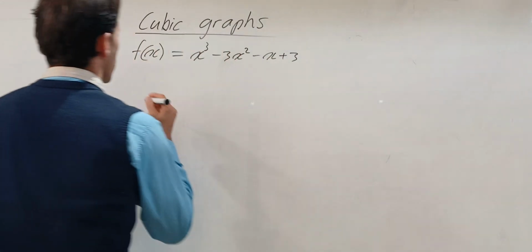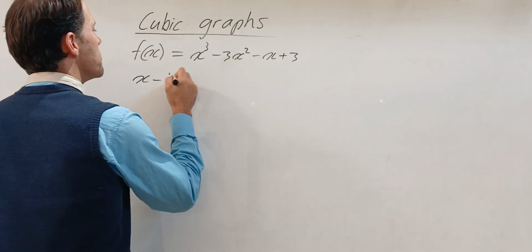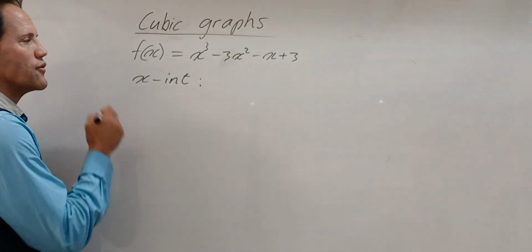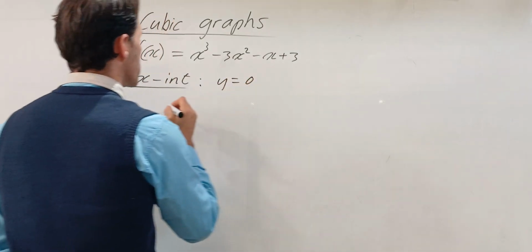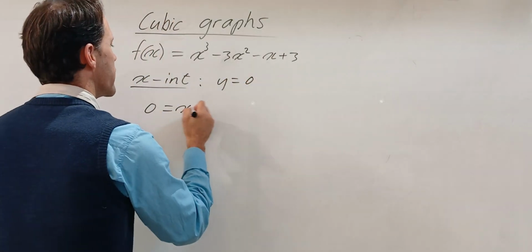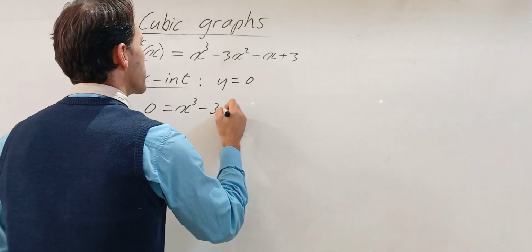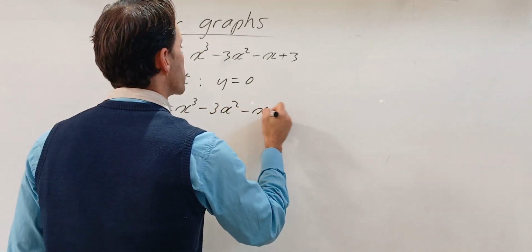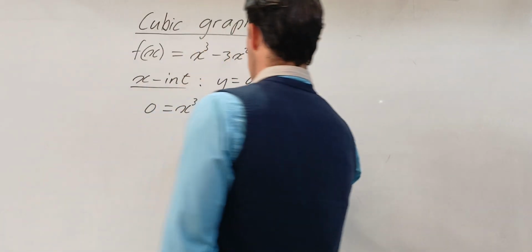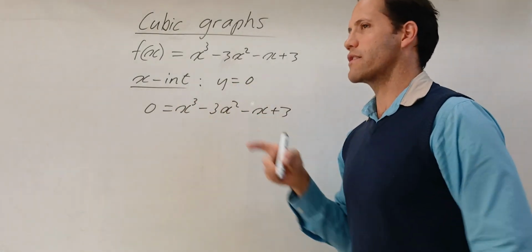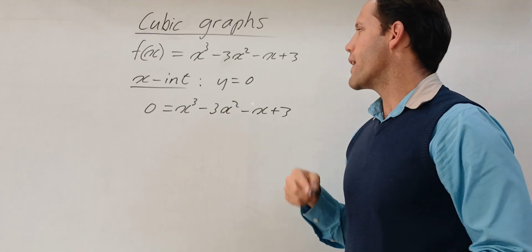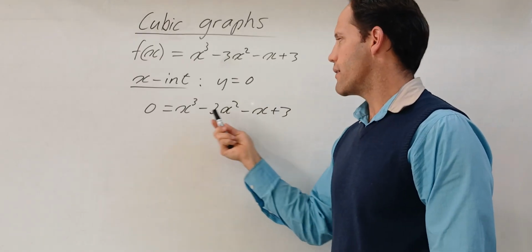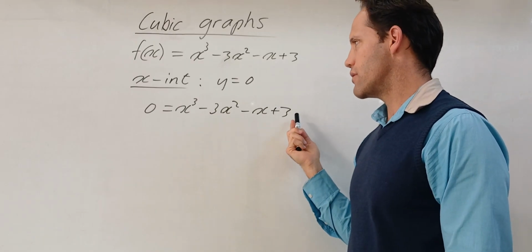So what you do to find your x-intercepts, like always, for x-intercepts, you put y equal to 0. So we're going to say 0 equals x to the power 3 minus 3x squared minus x plus 3. Just put it equal to 0 and then solve for x. Okay? Then we can use the factor theorem and check. What happens when I substitute 1? Will I get 0? Okay?